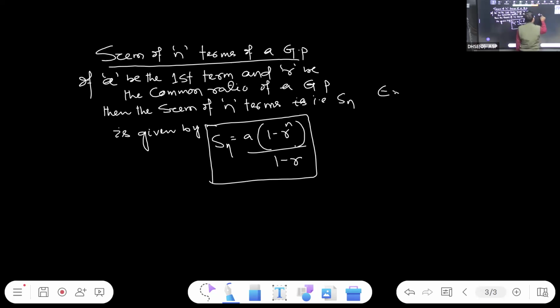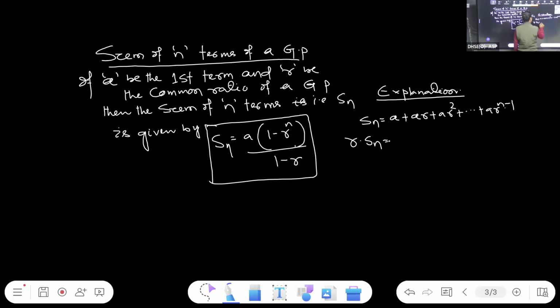Okay, come to the explanation. A is the first term and R is the common ratio of the GP. So Sn is equal to A plus AR plus AR square plus up to AR to the power n minus 1. Multiplying both sides of the equation by R, we get R times Sn equal to AR plus AR square plus AR cube plus up to AR to the power n minus 1. The last term will be AR to the power n.